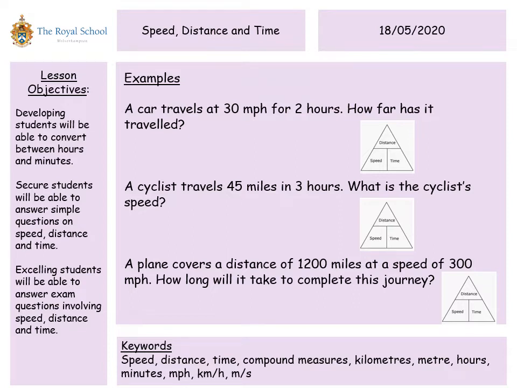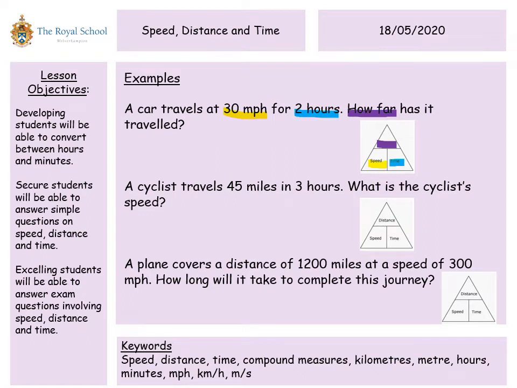So example 1, a car travels at 30 miles per hour for 2 hours. How far has it travelled? So let's identify what we've got in the question. We definitely have here 30 miles per hour. So we've got a speed. It's travelling at that speed for 2 hours. So we've got 2 hours given here. We've got a time. How far has it travelled? Well, how far is asking us for a distance. So we need a distance for our final answer.